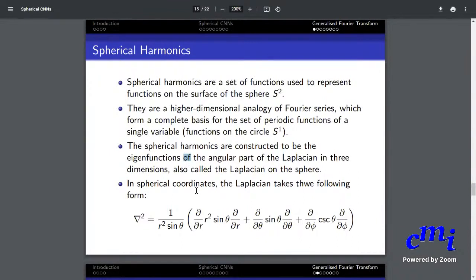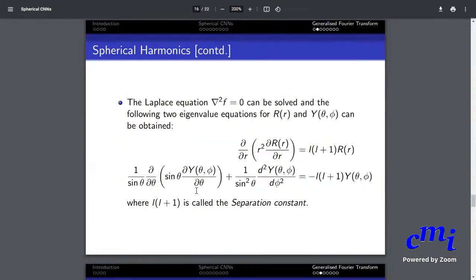That's simple. So we just take the Laplacian operator and represent it using spherical coordinates. The Laplace equation says the Laplacian of some function equals 0. Here f could be any signal which is defined over a sphere.